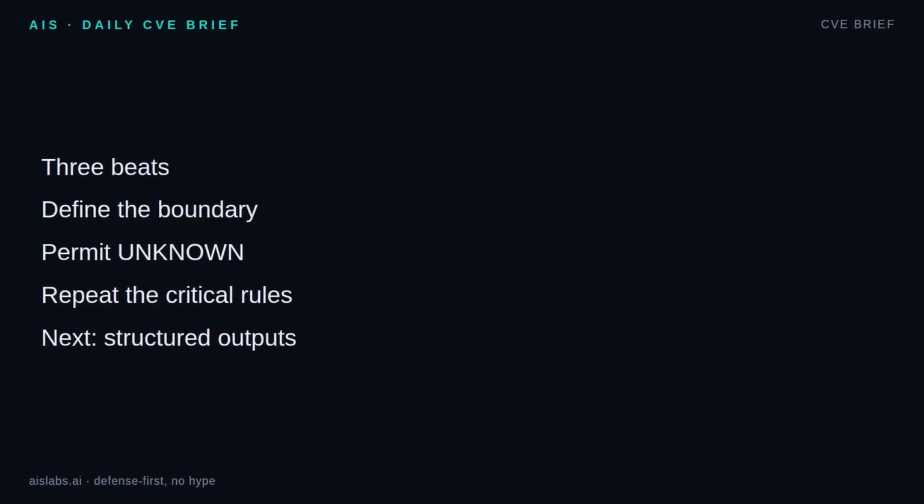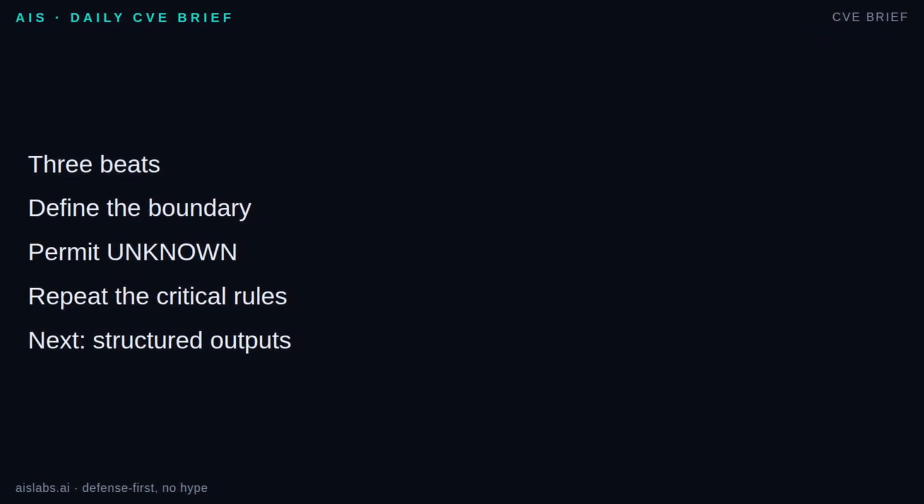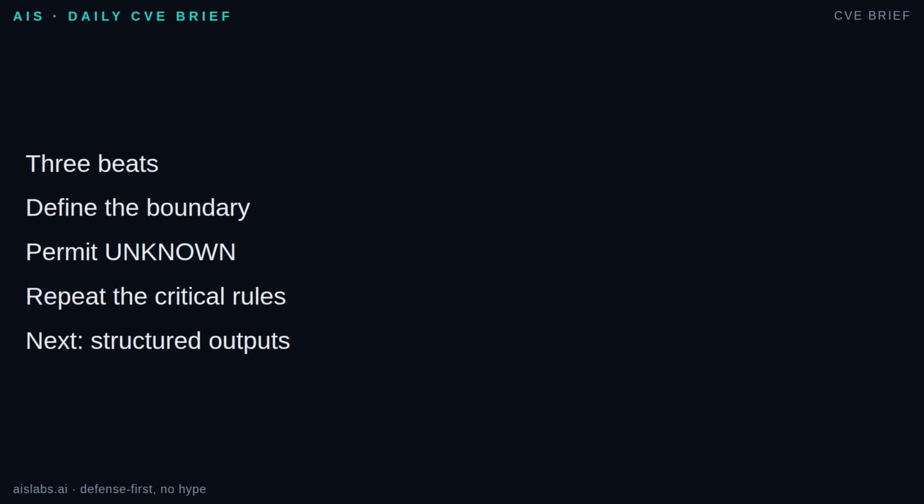Three beats to remember. First, say what is out of scope as plainly as what is in scope. Second, always provide an escape hatch. Answer unknown if unsure. An agent without an allowed "I don't know" will eventually hallucinate one. Third, forbid the failure modes you have actually seen. One line each, and repeat the critical constraints when the context gets long.